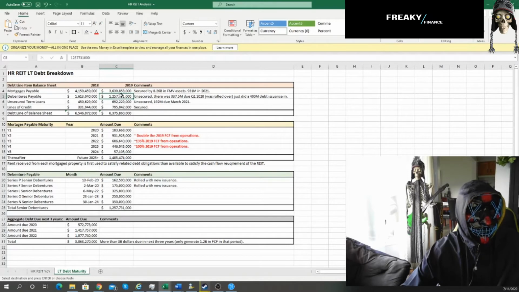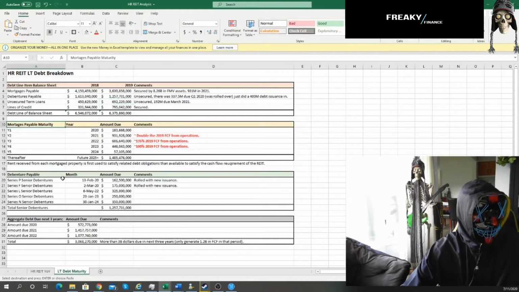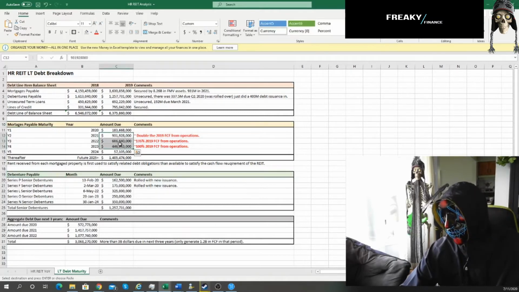And then obviously they have debentures, they're unsecured, but they still have a claim on the assets from a remainder point of view. Then unsecured term loans, and then the secured line of credits. And there's quite a few line of credits. The mortgage payable maturity and the debenture payable maturity schedule, just to see where the tight spots are. And the maturity schedule for H&R REIT isn't great.